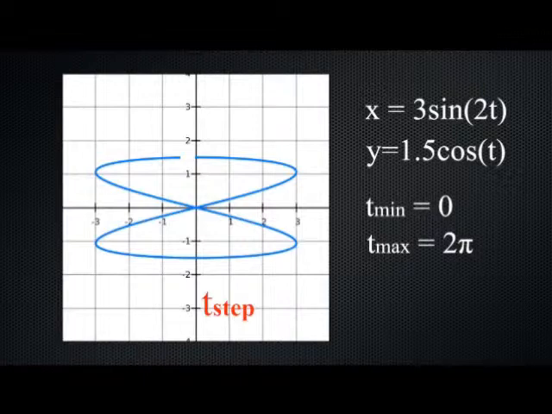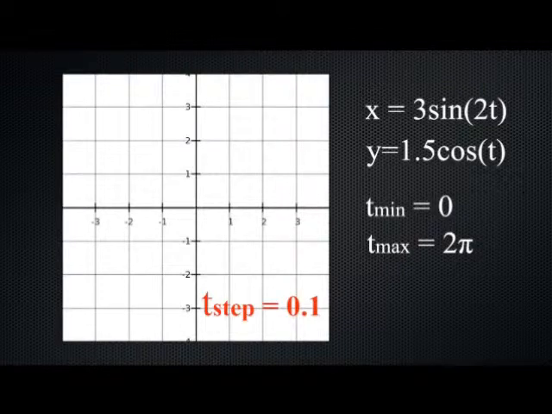T-step is the number that the t-value goes up by when plugging it in the equation. For example, if the t-step is 0.1 and the t-min is 0, we would plug in 0, 0.1, 0.2, 0.3, 0.4, and so on into the t-value.